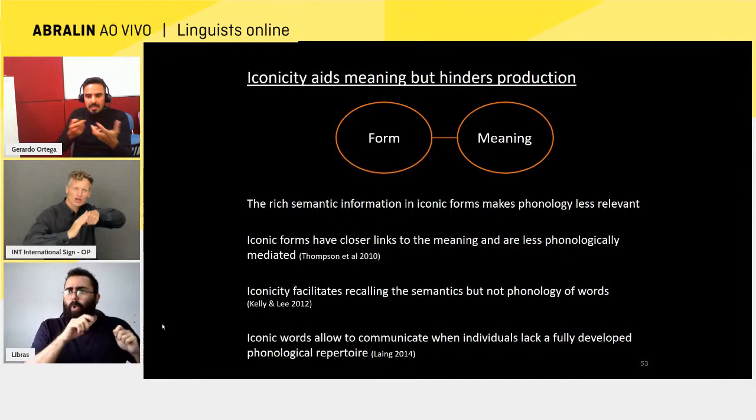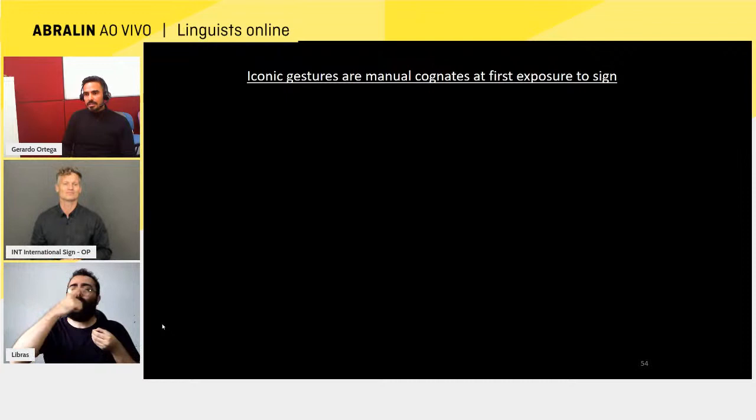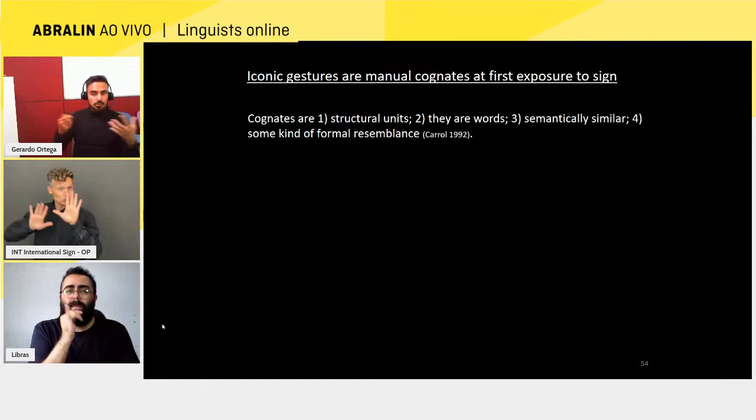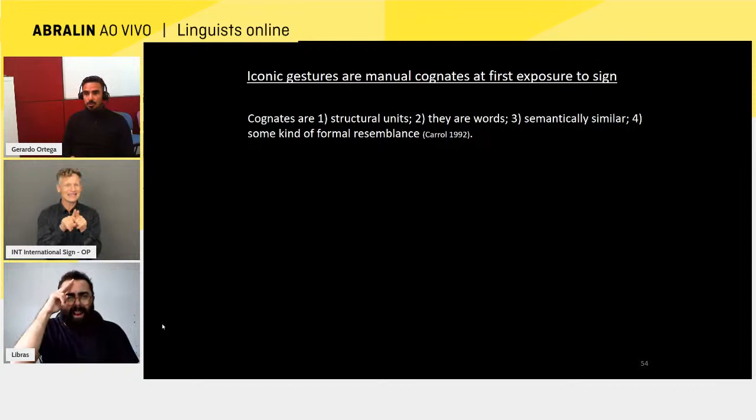And here I would like to really go back to the main claim of the study, that iconic gestures act as manual cognates as first exposure to a sign language. Cognates have been traditionally defined as structural units. They are words, they have semantic similarities, and they also have some form similarities, like the example of ocean that I explained at the beginning of the talk.